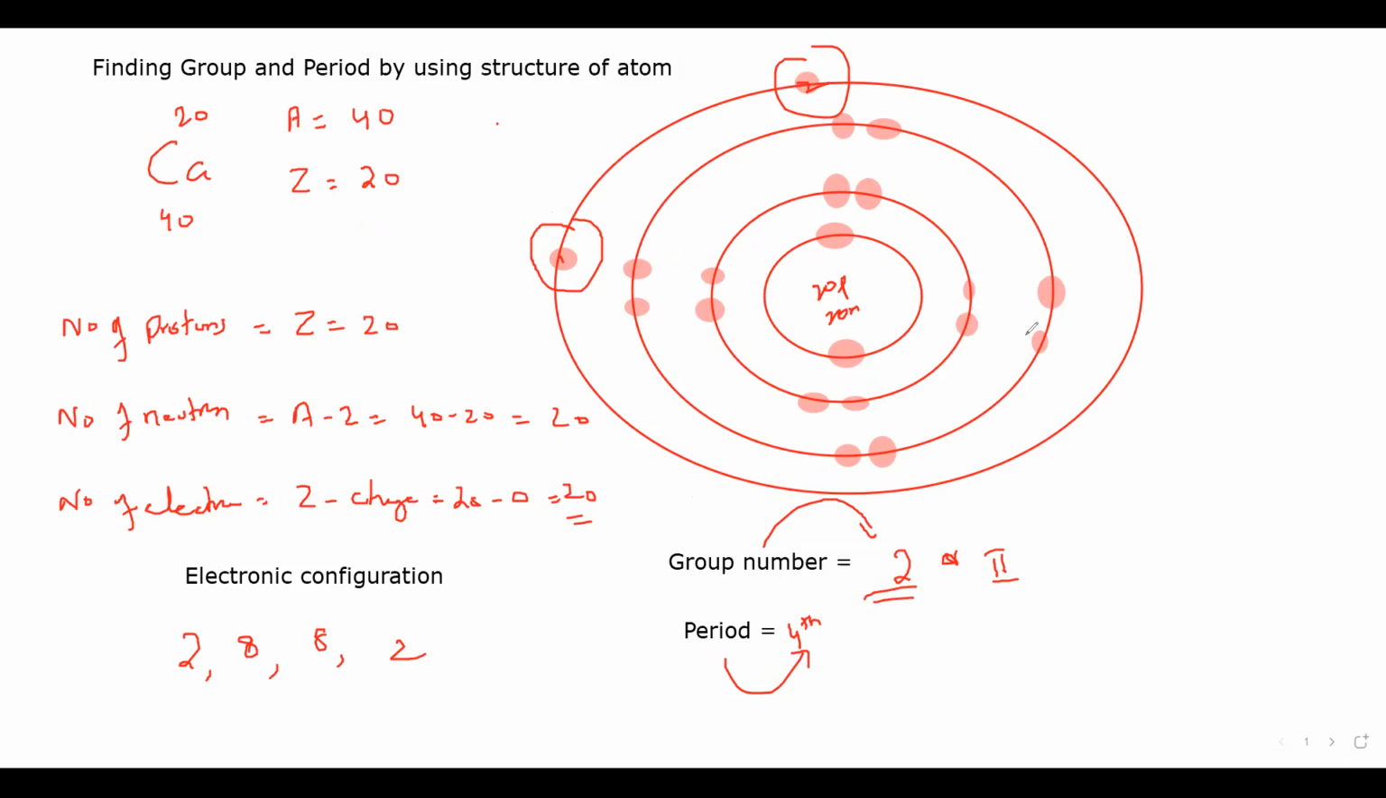And period: 1, 2, 3, and 4 shells are used here, as you can see. That's called a period number.